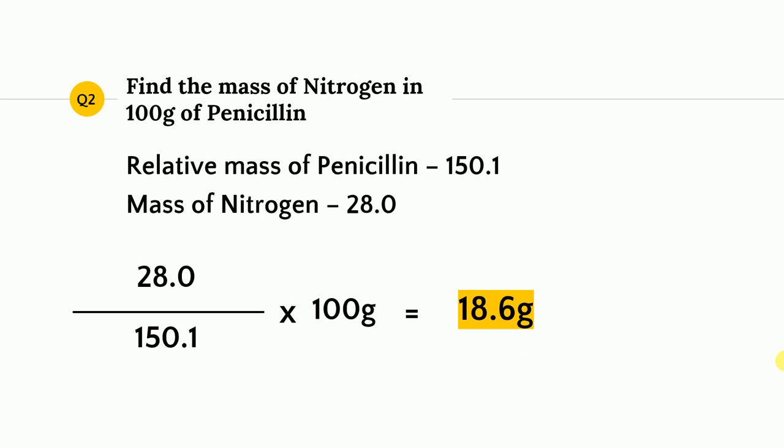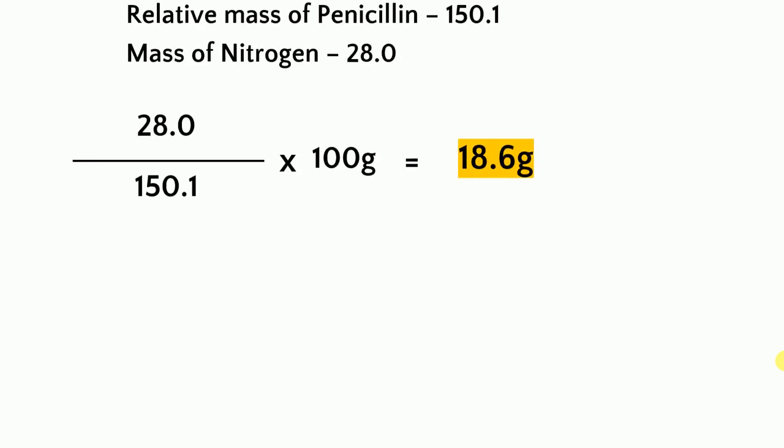Moving on to the second question, to find the mass of nitrogen in 100 grams of penicillin. The formula for this question is very similar to the first, or I should say that it's just a change of units. Right here, we still use the mass of nitrogen divided by the relative mass of penicillin. But instead of multiplying by 100%, we multiply it by 100 grams. So the final answer will be 18.6 grams instead of 18.6%. And really be careful not to miss out the unit here, because you may get the whole question wrong if you didn't write the unit. So question 2 is pretty easy for the 2 questions.